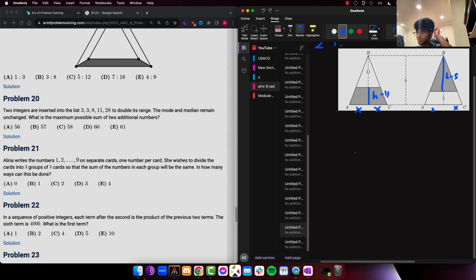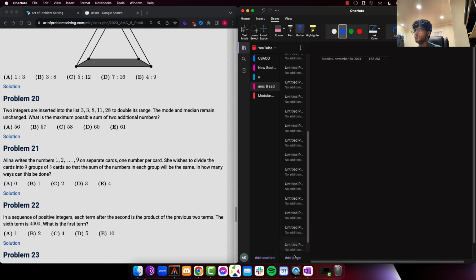The sum is the same, so 9 times 10 over 2 is 45. So 45 over 3 is 15. You want 15, 15, 15. 3 groups of 3 cards. Okay, so 9. You can add up any 2 and get a third that you need, so.